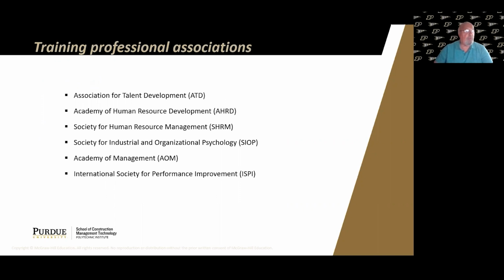Now, a few of the professional societies that are out there, just so that you're aware of them, are the Association for Talent Management. I'm just going to read them. The Academy of Human Resource Development, the Society for Human Resource Management, the Society for Industrial and Organizational Psychology, Academy of Management, and International Society for Performance Improvement. These are organizations whose focus is to reinforce training and the appropriate methodologies for their members. So it's something for you to remember.